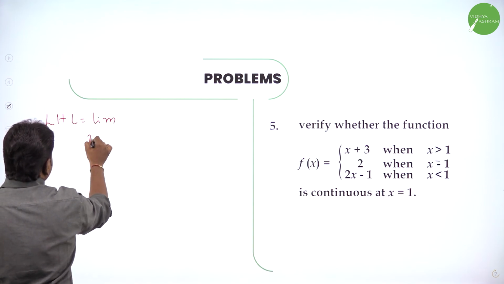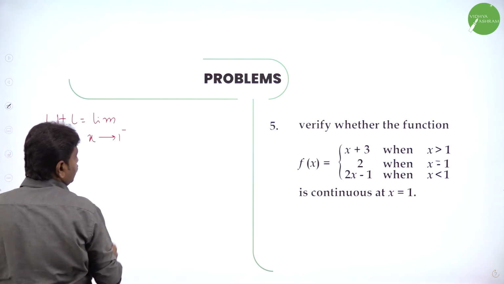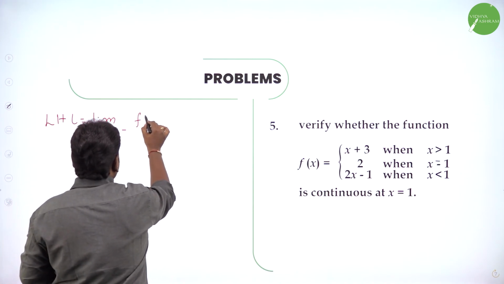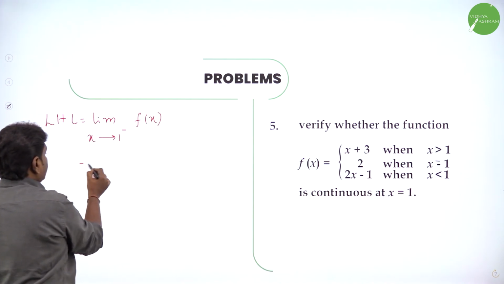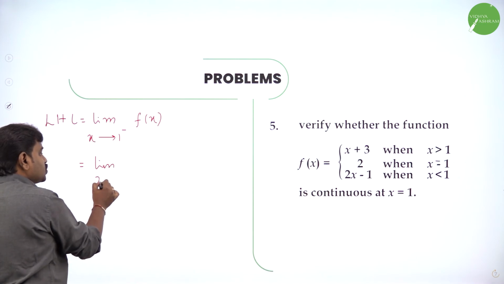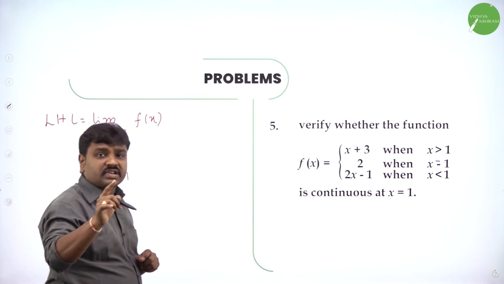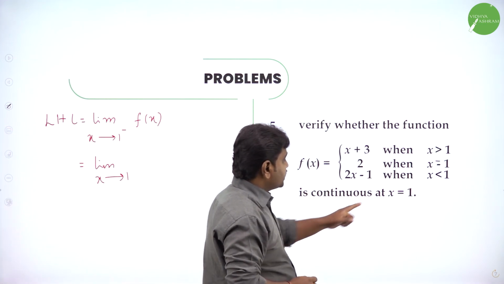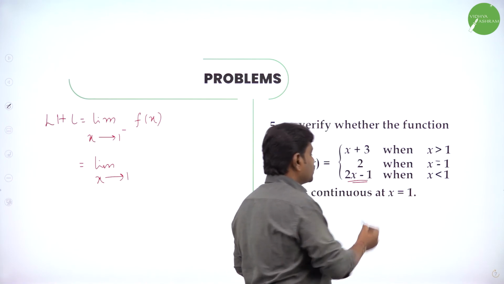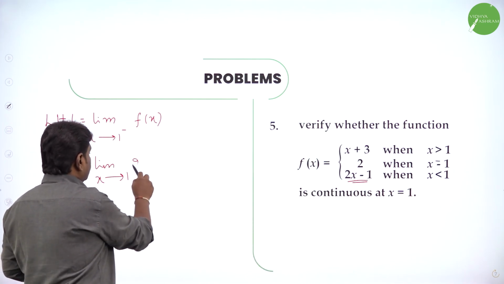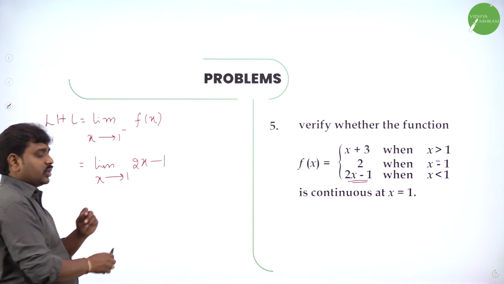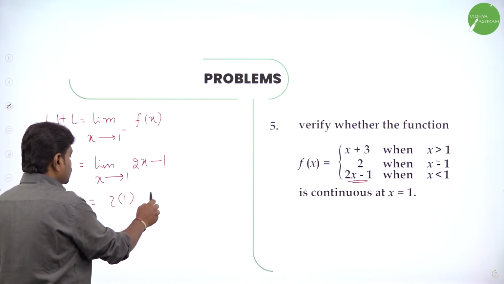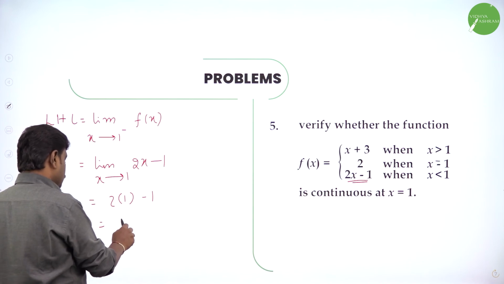So they're asking you to verify, find LHL. What is LHL? Limit x tends to 1 minus f of x, since they want you to check continuity at 1. What is meant by limit x tends to 1 minus? It is the same as limit x tends to 1, and minus means choose the function when x is less than 1. When x is less than 1, observe the function is 2x minus 1. Now in the place of x put 1. It will be 2 into 1 minus 1. That is 2 ones are 2 minus 1, that is 1.